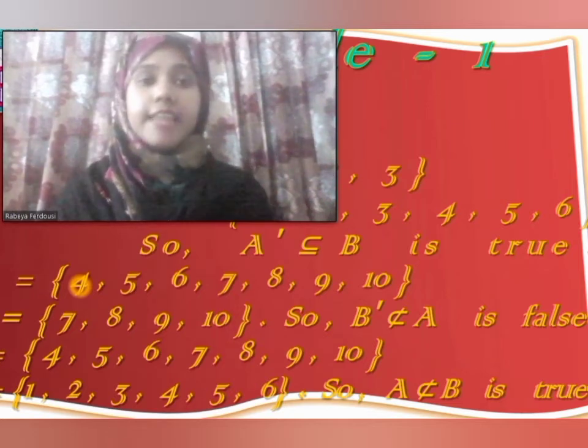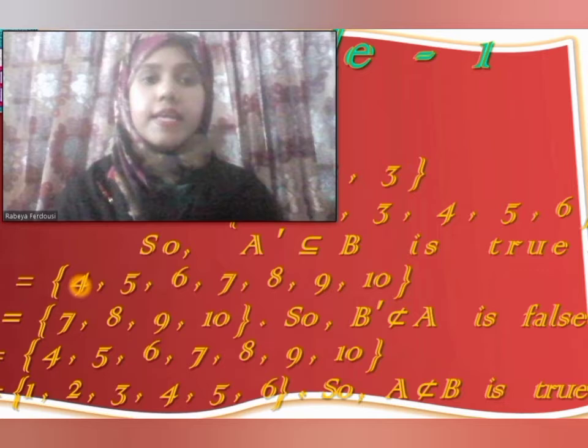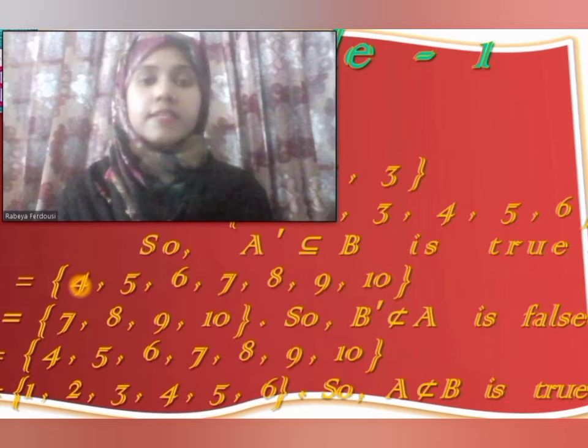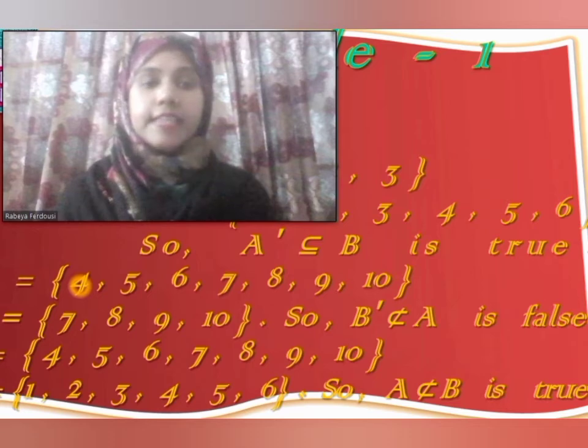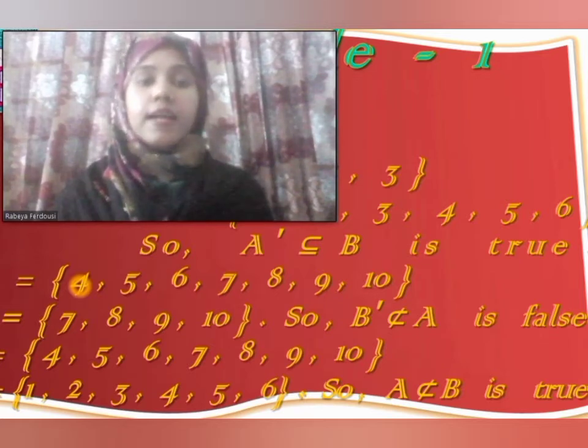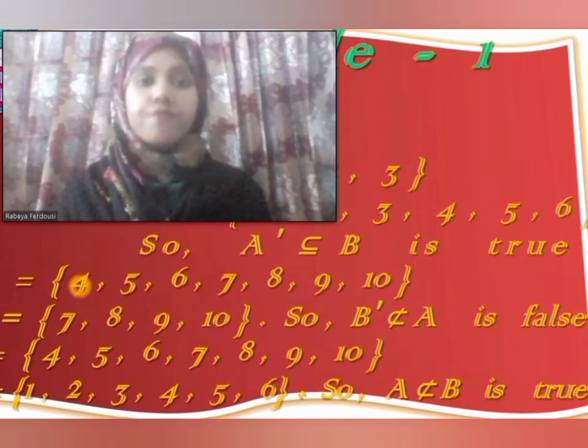After that, the statement is set B prime is not a subset of set A. From our solution, we know that set B prime contains the elements 7, 8, 9, 10 and set A has elements 4, 5, 6, 7, 8, 9, 10. Since all elements of set B prime are present in set A, we can say set B prime is obviously a subset of set A. So the statement set B prime is not a subset of set A is obviously false.